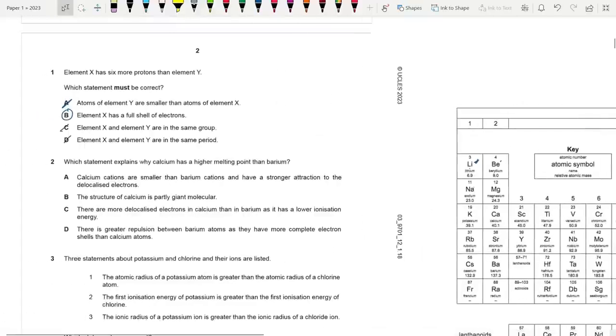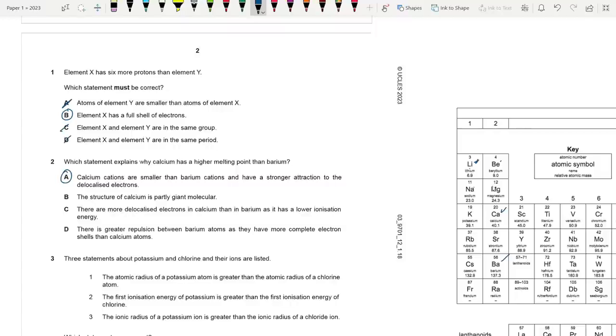Which statement explains why calcium has a higher melting point than barium? We are comparing calcium and barium, okay? So basically both of them have a charge of +2. However, as you go down the group, what happens? The size increases, right? Now both of them actually have metallic bonding. So what is metallic bonding? It is the electrostatic force of attraction between the cation and the sea of delocalized electrons. So basically, since both of them have metallic bonding, it's just that calcium has stronger metallic bonding. So we can say that this is the answer.